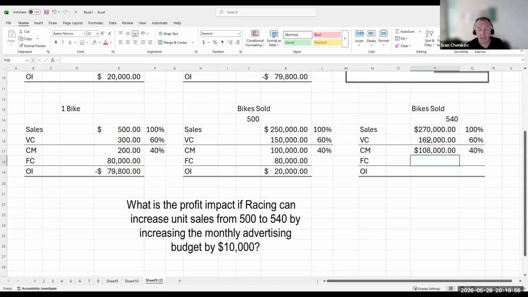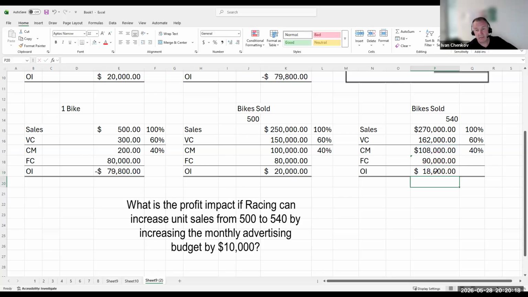Now, what's happened with my fixed cost? My fixed cost increased by 10,000. So instead of 80, now it's 80 plus 10,000, so 90,000. Where is my operating income now?